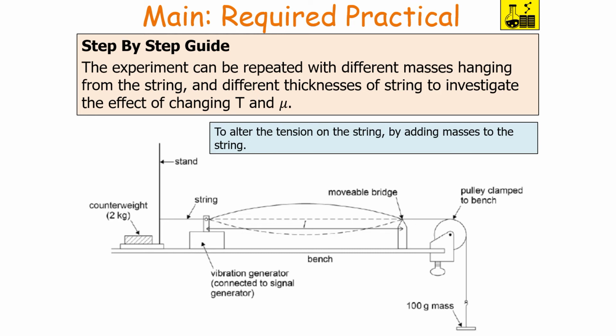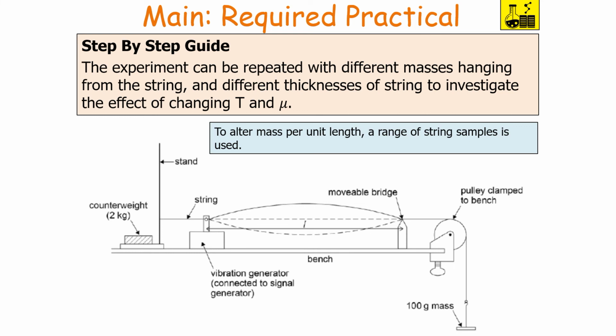To alter the tension on the string, you would add masses to the string at the end, and then you can work out what tension the string is under. Whilst to alter the mass per unit length, you would use a range of different string samples to get different masses per unit length. So use different types of string or strings of different thickness.